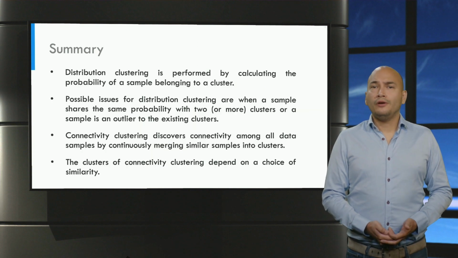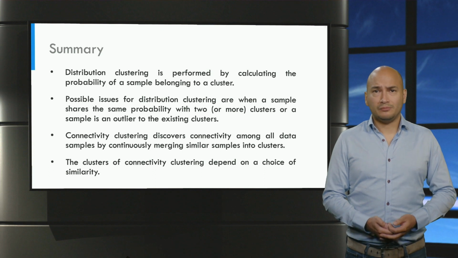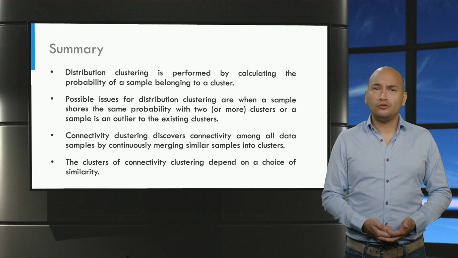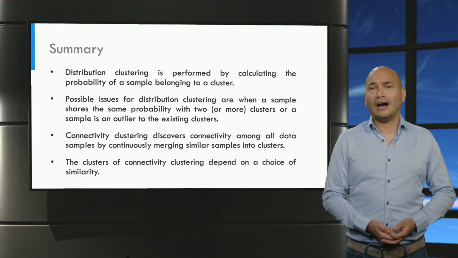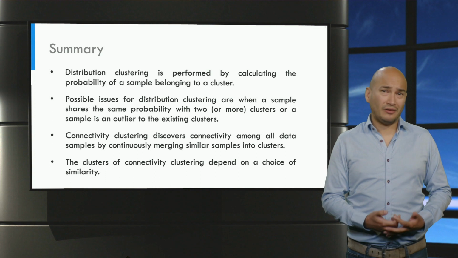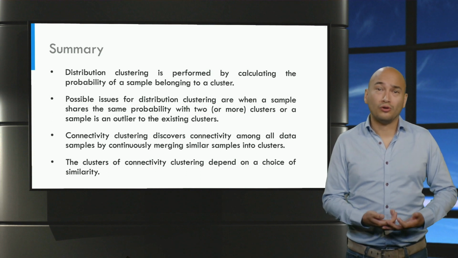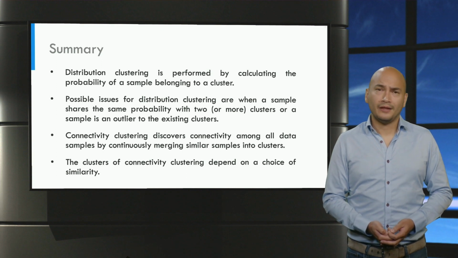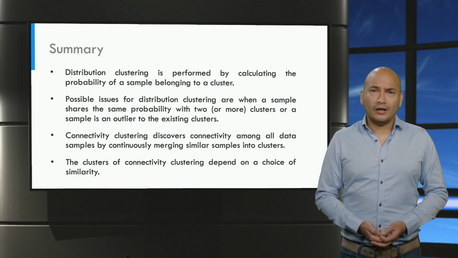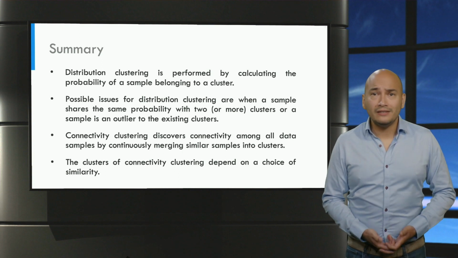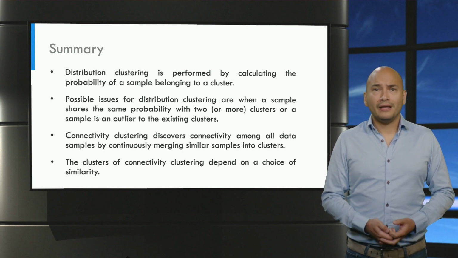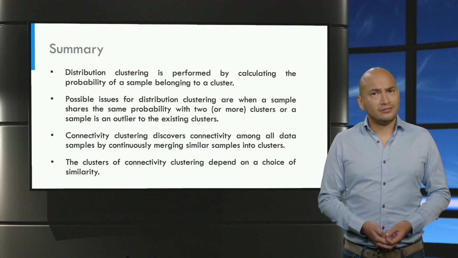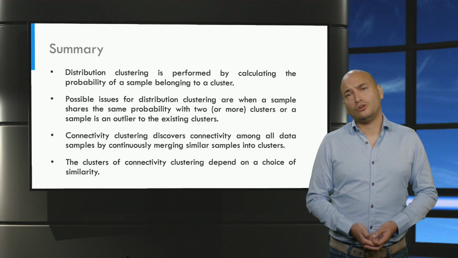In this video, we first learned distribution clustering is performed by calculating the probability of a sample belonging to a cluster. And 2 possible issues for distribution clustering are when a sample shares the same or similar probability with 2 or more clusters, or when a sample is an outlier to the existing clusters. Then we learned about connectivity clustering that discovers connectivity among all data samples by continuously merging similar samples into clusters. And the resulting clusters of connectivity clustering depend on a choice of similarity.